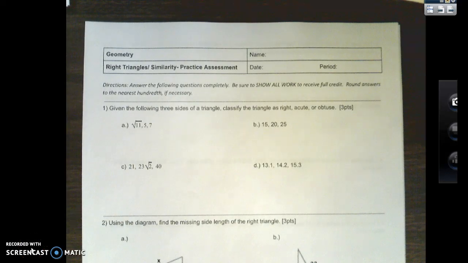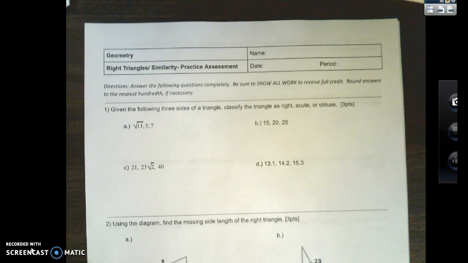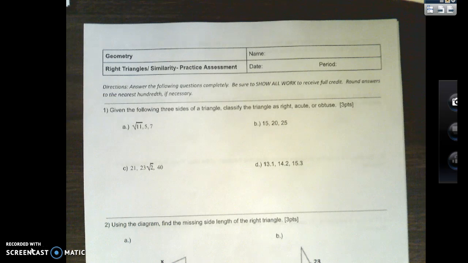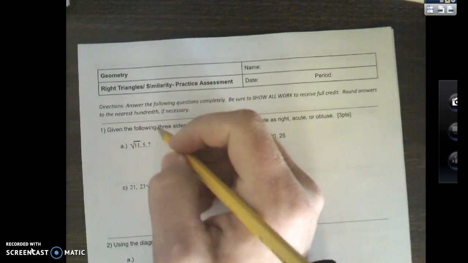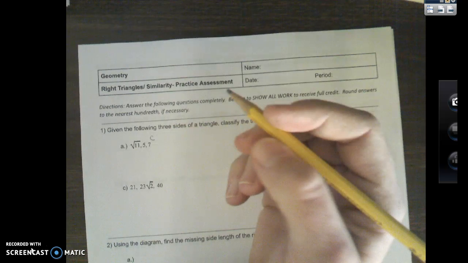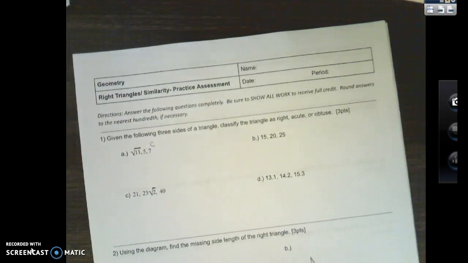Today we're going to be taking a look at our practice test for our upcoming test on right triangles and similarities. So let's begin. Given the following three sides of a triangle, classify the triangle as acute, obtuse, or right. The hardest part here is you have to figure out what the C value is for all of these. Root 11, 5, and 7. So my C is going to be 7 there.